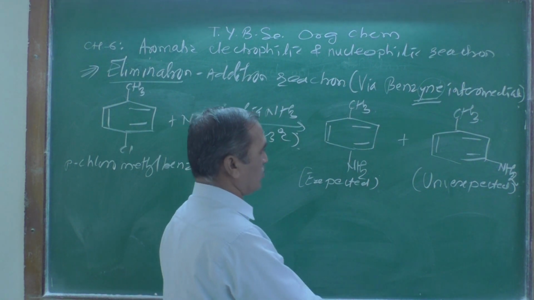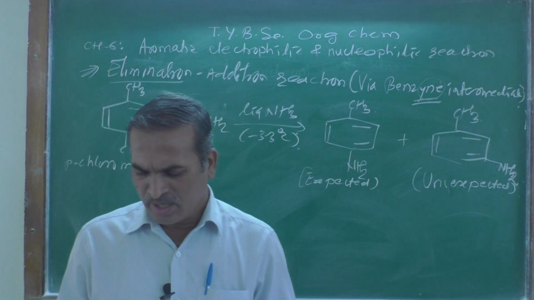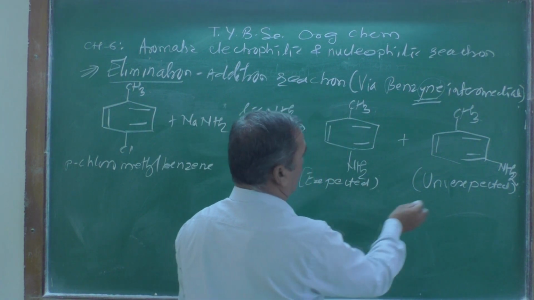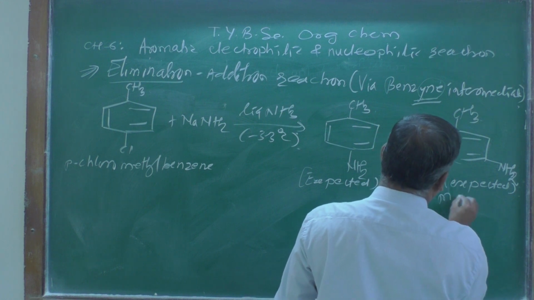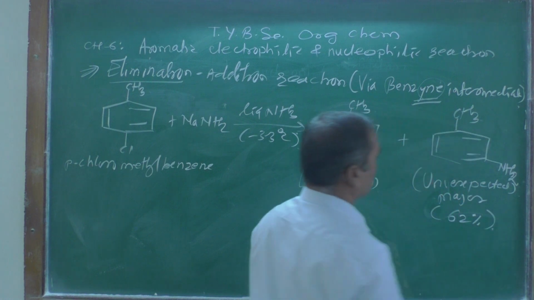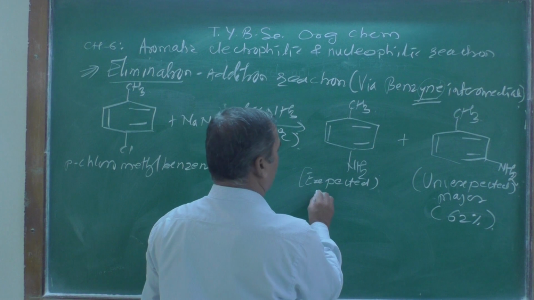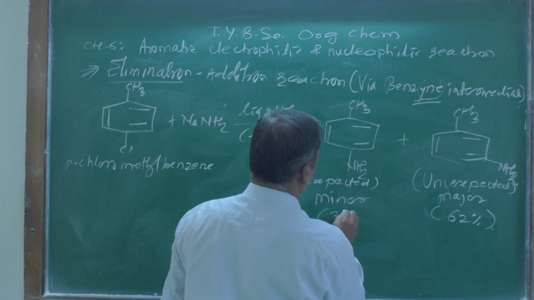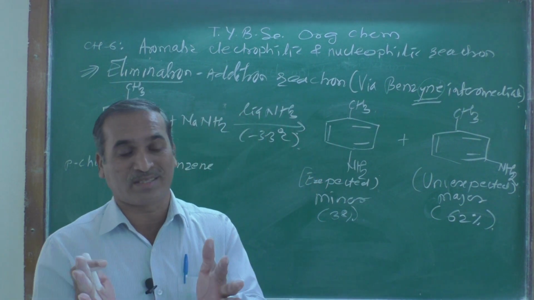Let me tell you the percentage of formation of the expected product and the unexpected product. The unexpected product is formed as the major product, with a percentage of 62%, whereas the expected product is the minor one, and that is 38% only. Why does this happen?